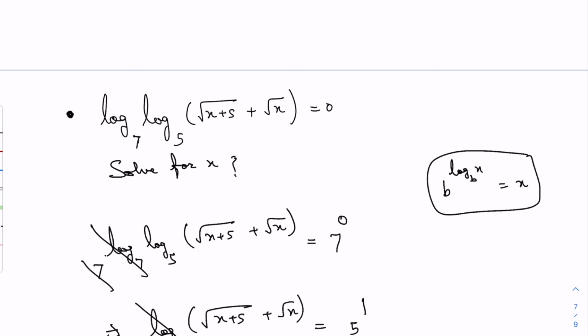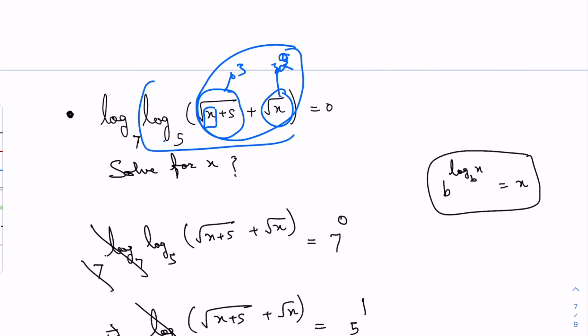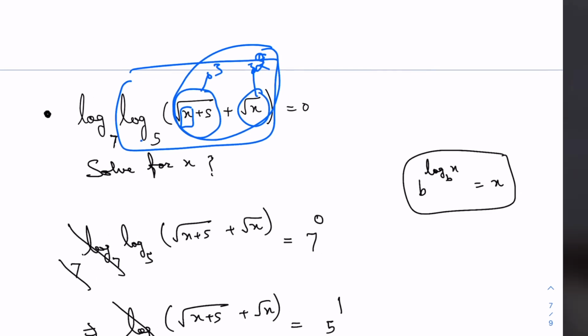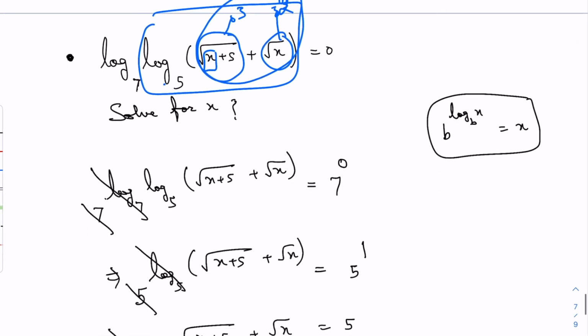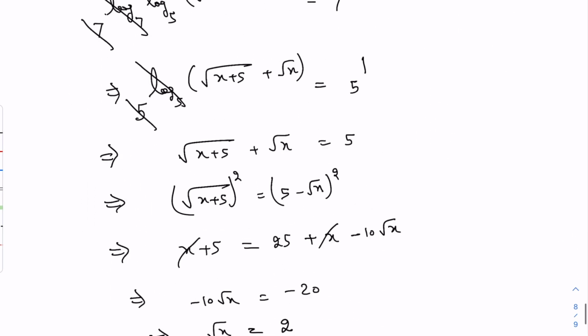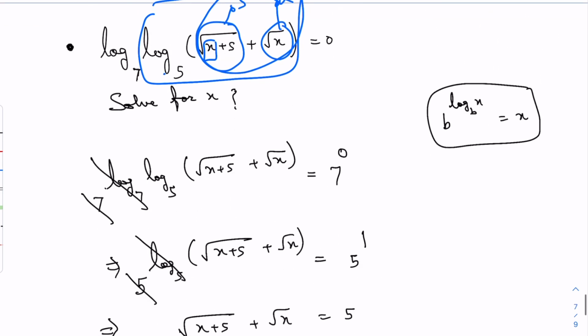If I place x to be 4 here, then I get square root of 9, which is 3, and square root of 4, that is 2, and 3 plus 2, I get 5. And log 5 base 5 is 1, and log 1 is 0, so it satisfies the equation perfectly. Right, so a very simple problem, just a basic application of antilogs.